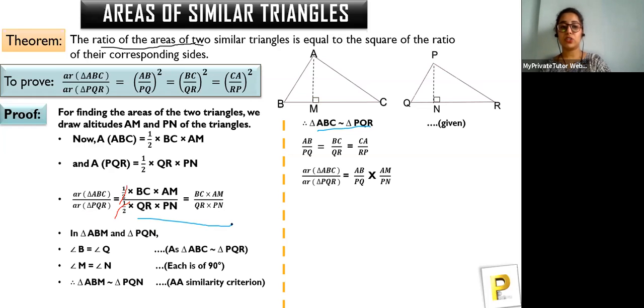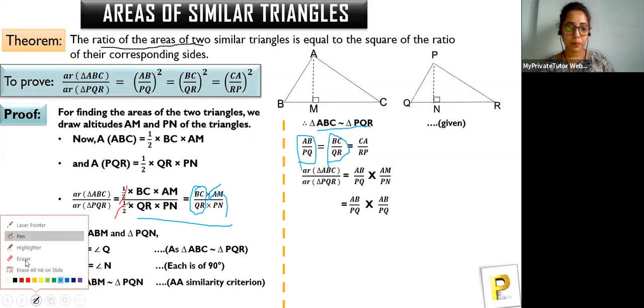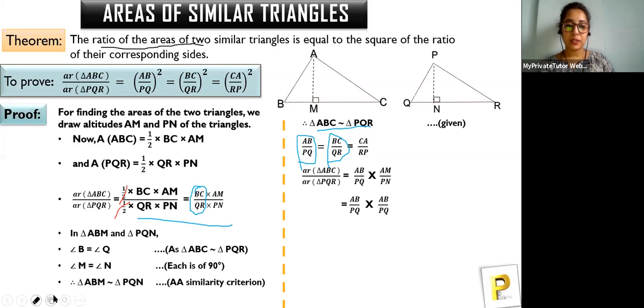Area of triangle ABC by area of triangle PQR is equal to AB by PQ into AM by PN. Now, AB by PQ is equal to BC by QR, correct? So here we have BC by QR, and in place of that we'll write AB by PQ. And AM by PN, we have written as it is.